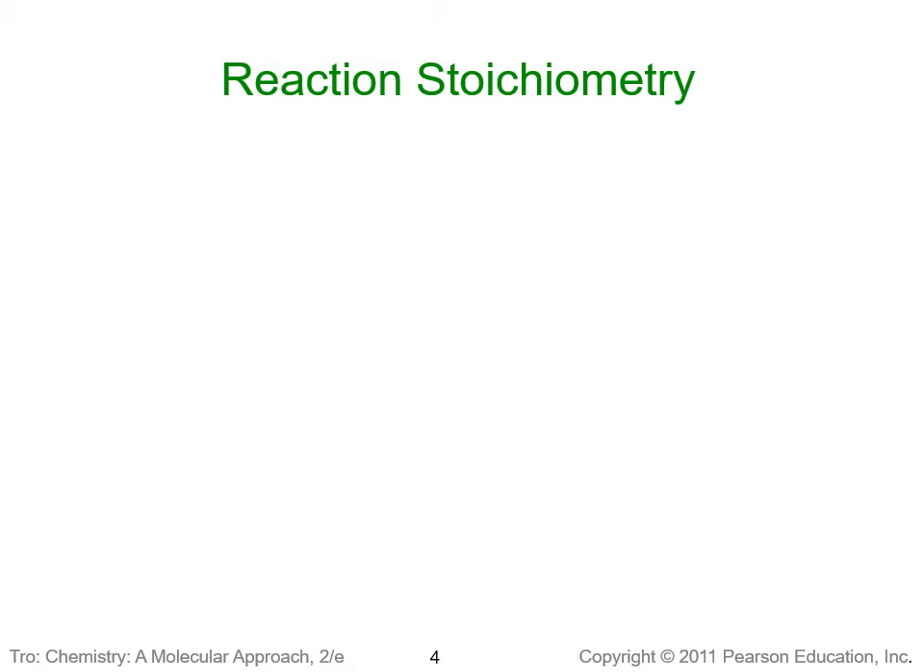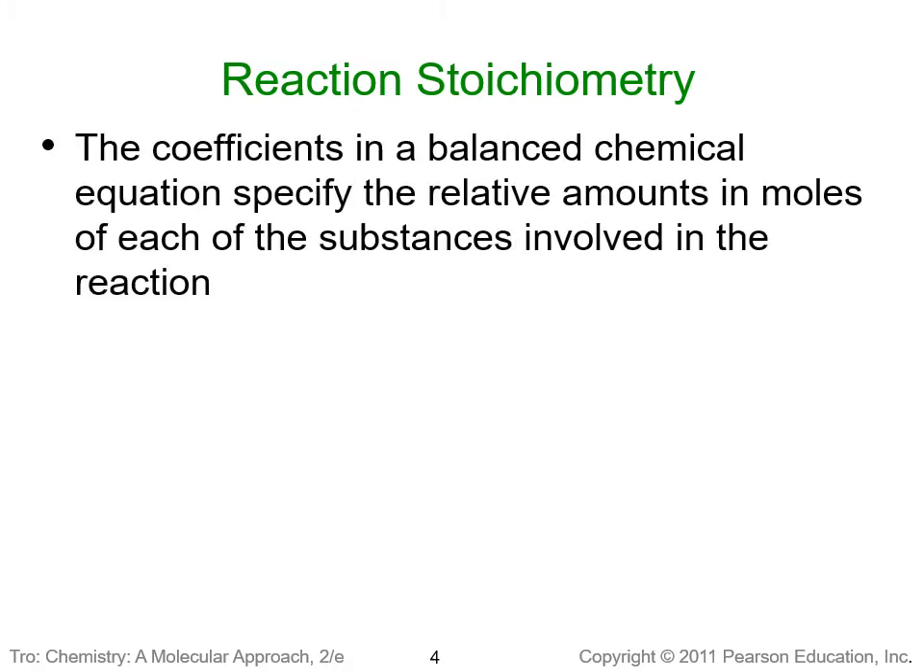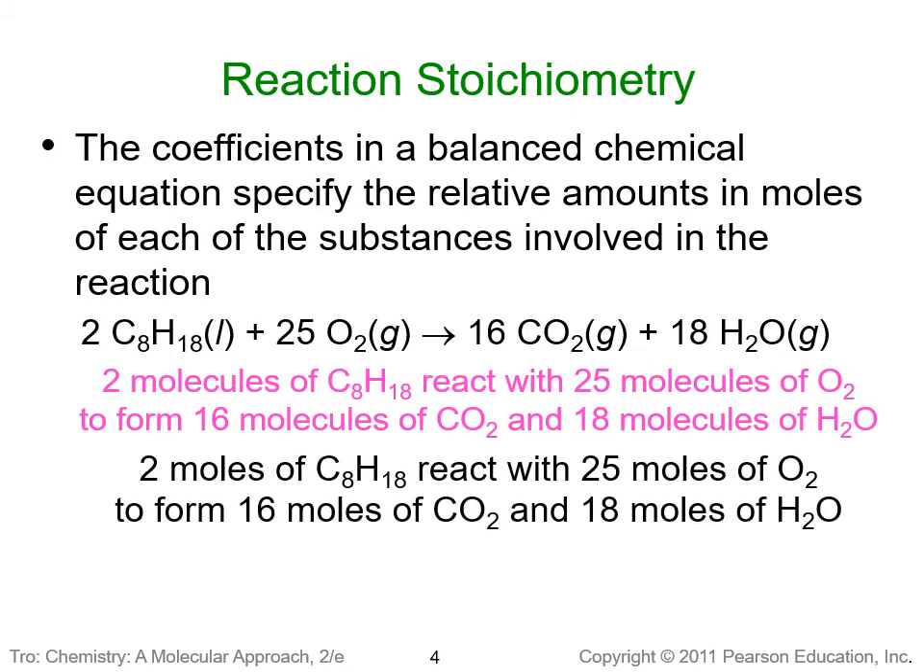So if we look at our reaction stoichiometry, we're relating the chemical reaction through those coefficients. So we can think about it either as molecules, so 2 molecules of octane reacting with 25 molecules of oxygen to form 16 molecules of carbon dioxide and 18 molecules of water.